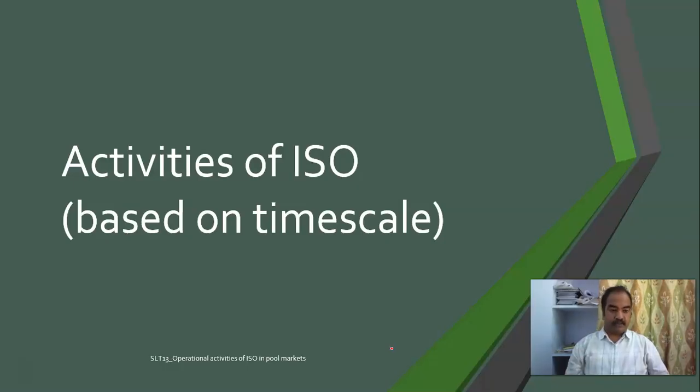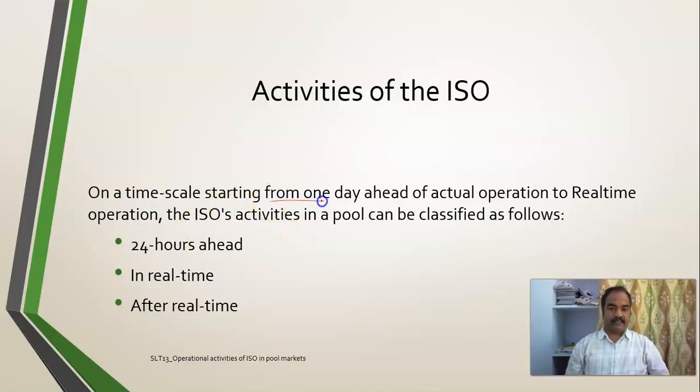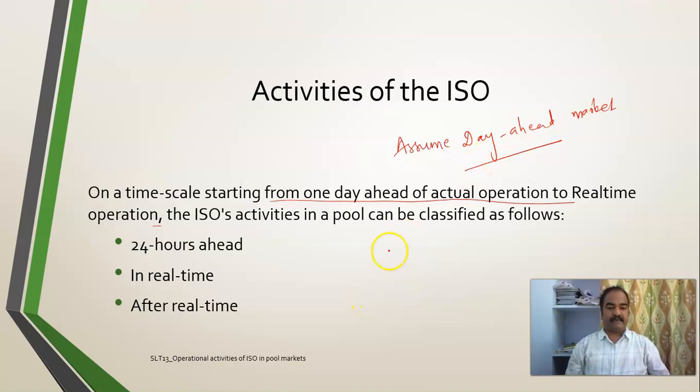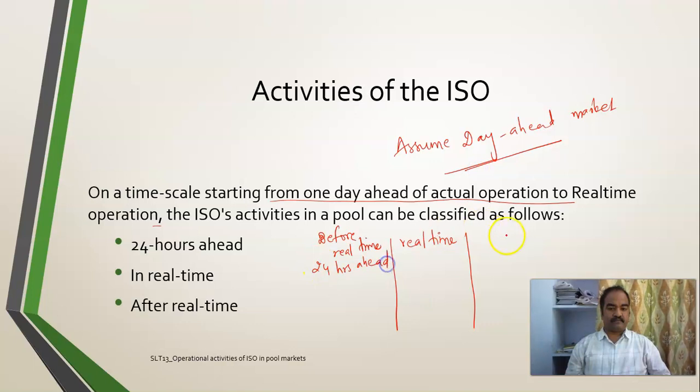Now we will have a quick look at all these activities. We mentioned six activities earlier. We'll try to keep them on a time scale, starting from one day ahead of actual operation to real time operation. I'll assume it is a day ahead market. I do now have three options: real time, the time when I am supposed to deliver the electricity; before real time, which, since it is a day ahead market, I'll take as 24 hours ahead; and this is after real time.